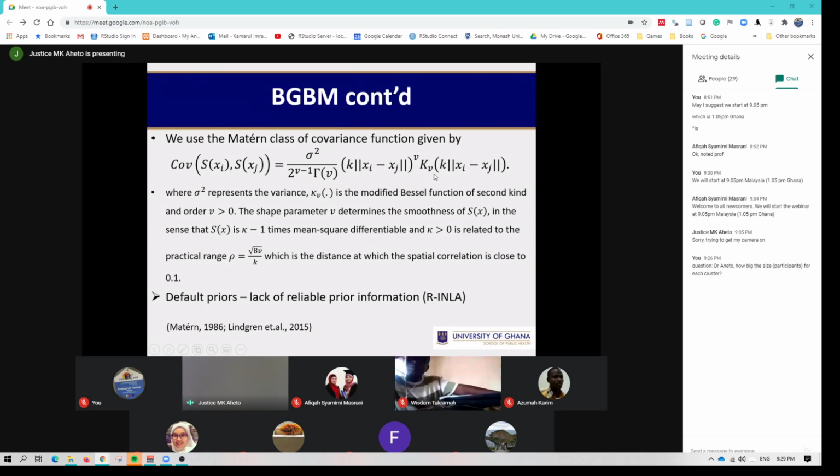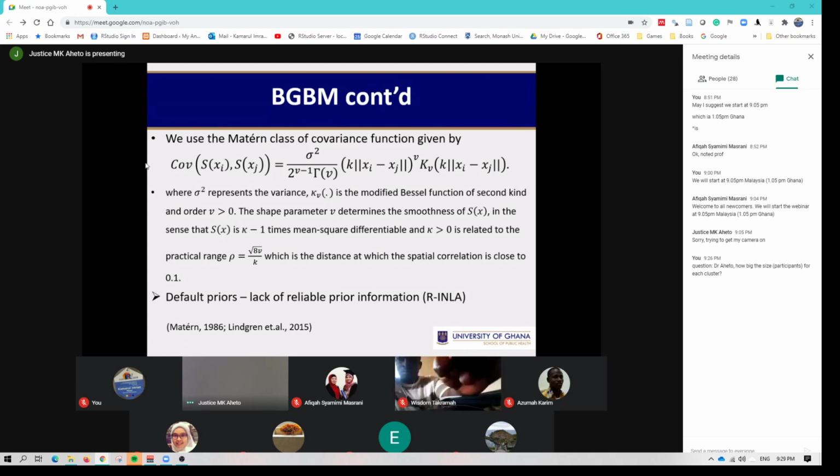And we also have the V here representing something we expect to go beyond 0, because as you can see, if the V could not go beyond 0, then that estimation might not be possible. In fact, the V helps to determine what we call the smoothness of the spatial residual. That is how smooth you expect the spatial residual to be will be controlled by the V.